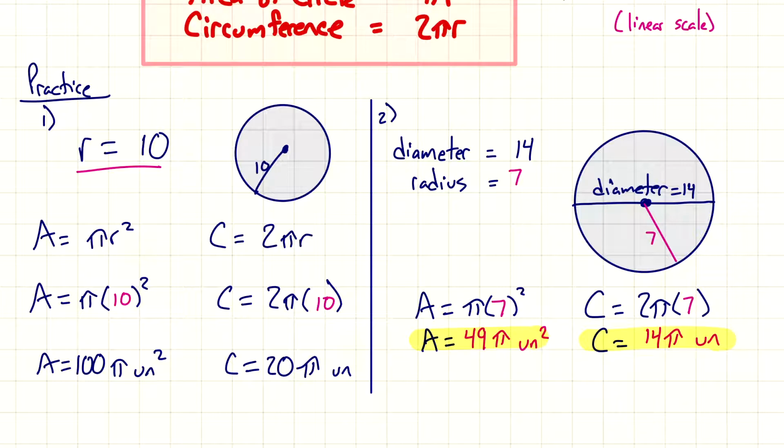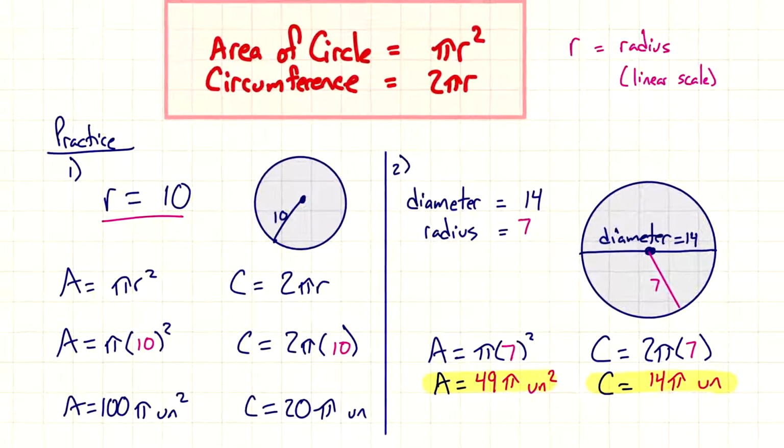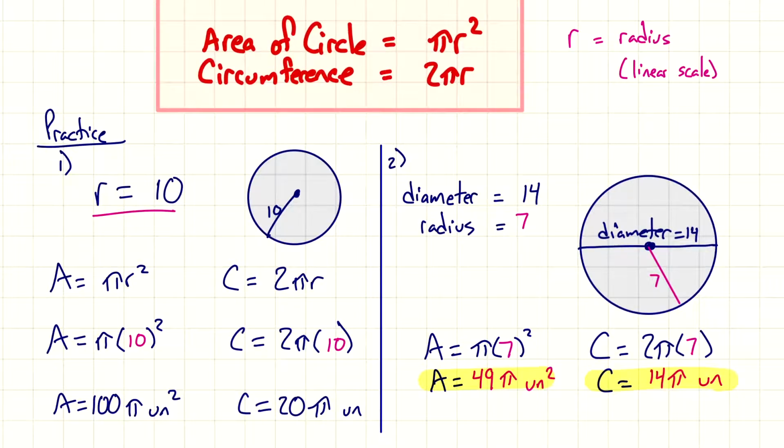So this is pretty much what you need to be able to do. If I give you the radius or diameter of any circle, you should be able to tell me the area and circumference of that circle. We'll stop right there on this lesson, and in the next lesson, we'll be practicing some more problems using these formulas of area and circumference. Let me know if you have any questions.